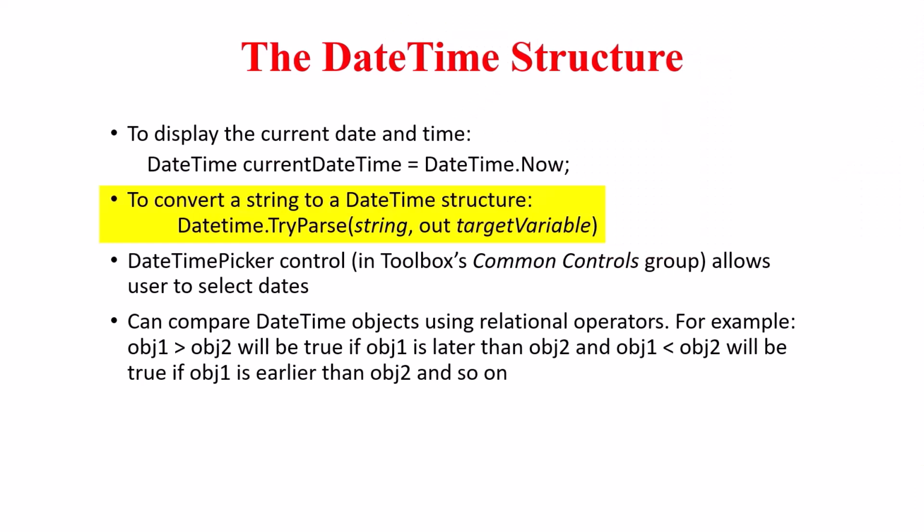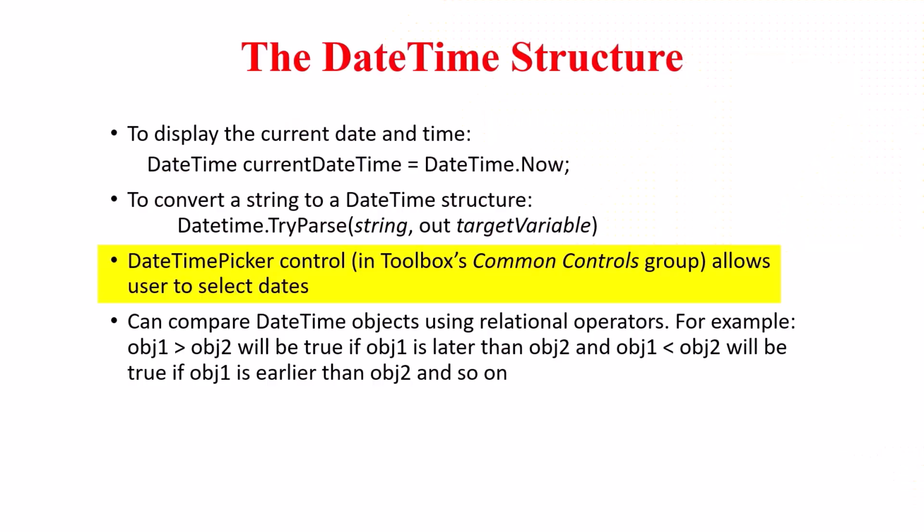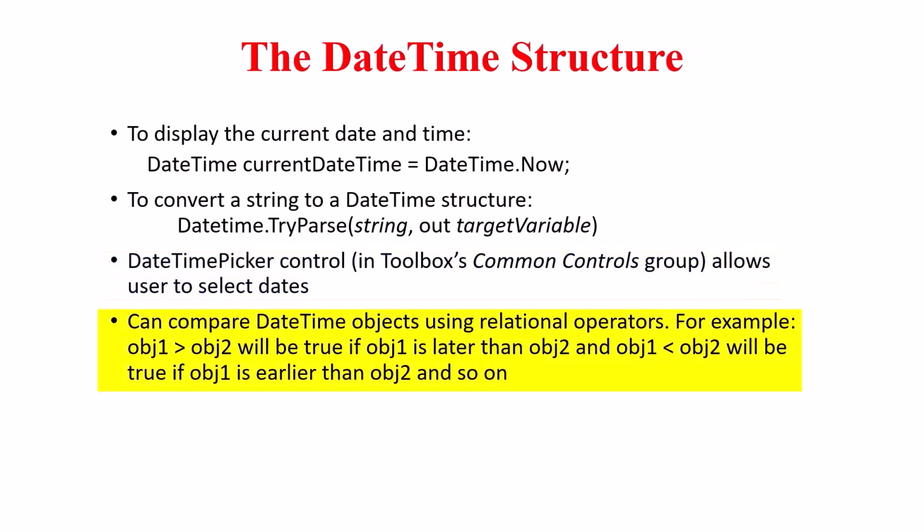To convert a string to a DateTime structure, you say DateTime.TryParse, string, out variable. So all this stuff comes in as integers, but you can convert it to a string which can easily be displayed or parsed. The DateTimePicker is in Toolbox Common Control area, allows you to select the date. So you can use that in conjunction with the DateTime structure. And we can compare DateTime objects using relational operators. For example, object 1 is greater than object 2 will be true if object 1 is later than object 2. And object 1 is less than object 2 will be true if object 1 is earlier than object 2, and so on.